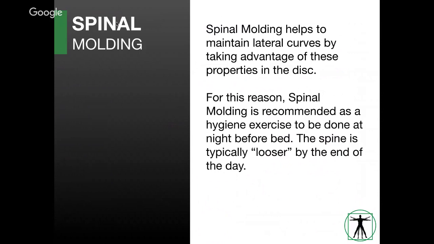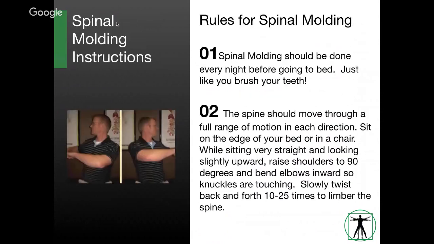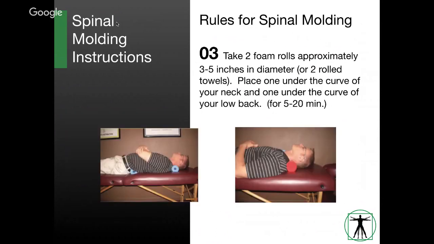Now, I recommend that people do spinal molding at night before you go to bed because that's when your spine's typically looser. How do you do spinal molding? Well, if you don't know already, then what we want to do is sit on the edge of our bed. We want to rotate back and forth to kind of warm those discs up just a little bit. Then we want to lay on our spinal molding rolls. One goes underneath the neck, one goes underneath the lower back, and we want to lay on those for 5 to 20 minutes. Okay, so you start with 5, build up to 20.